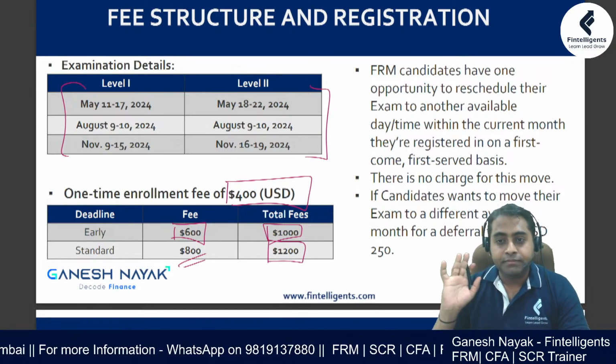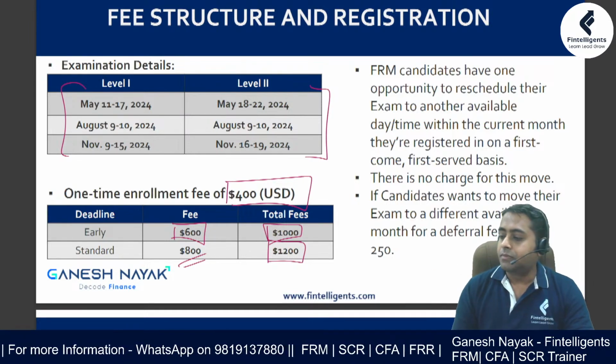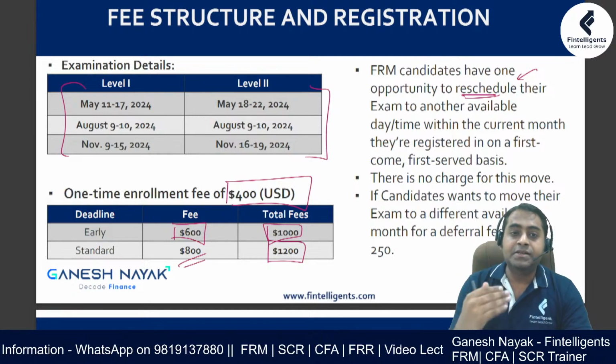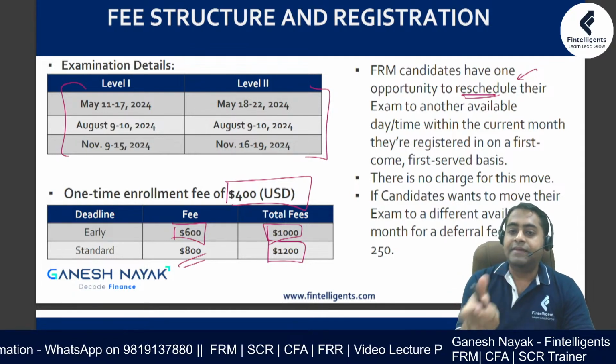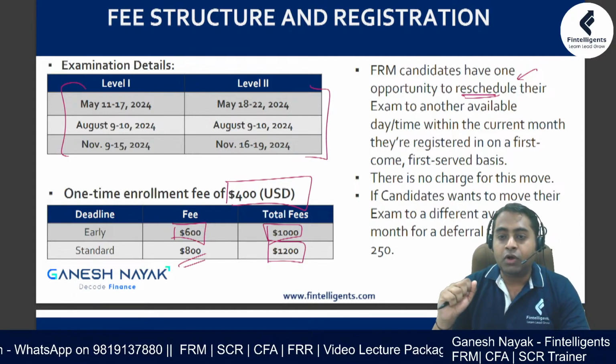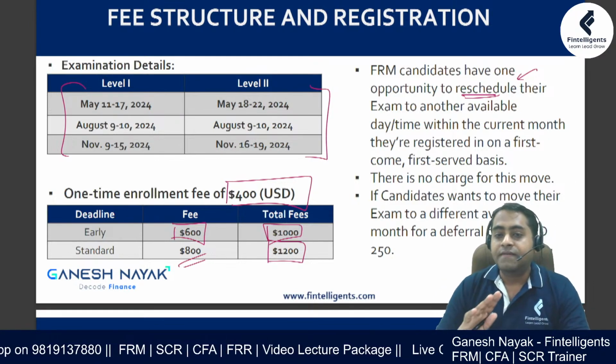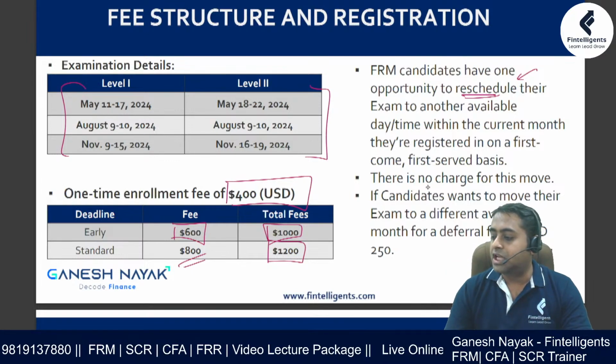So do not worry. Now you get an opportunity to reschedule. When we say reschedule, it means suppose I have registered for May and the exam date is 11 to 17. I scheduled my exam on 11. Now I want to move to 14. So I can reschedule it one time without any charge. There is no charge for that one-time movement.